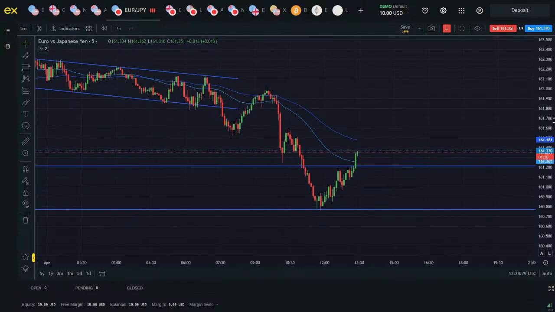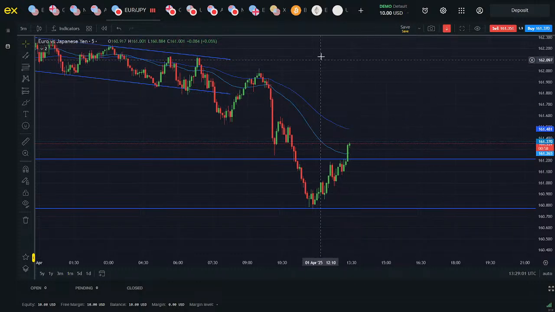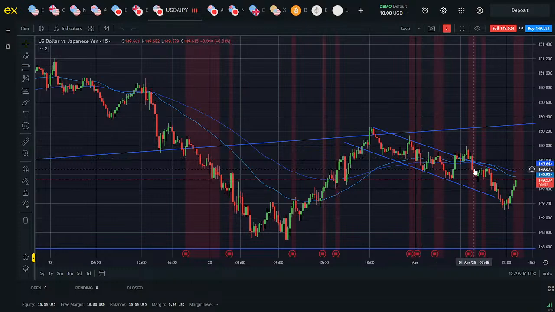I think a clear trap is going on over here in Euro JPY. Maybe I think we will be able to find a trade in Euro JPY. It's looking like there will definitely be a trade. And let's for a while jump to USD JPY.